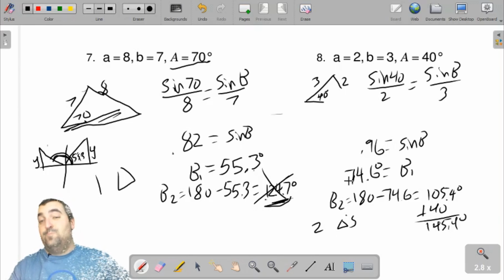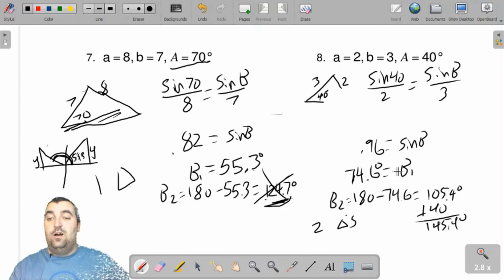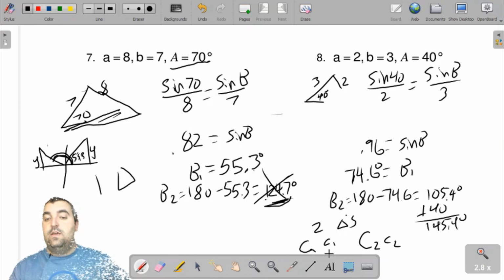So then, this then requires you to do twice as much work. So you would have to find C1, the angle C1, and the side C1. But then you'd also have to do the same thing for the second triangle that's formed. So you're finding angle C1 and side C1, and then angle C2 and side C2. All right. So this right here is your ambiguous case of law of sines.